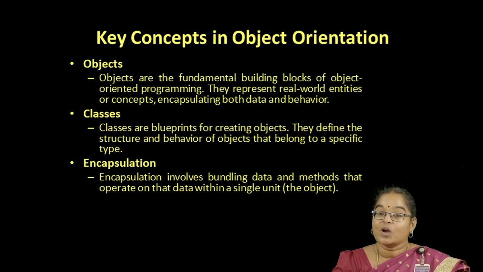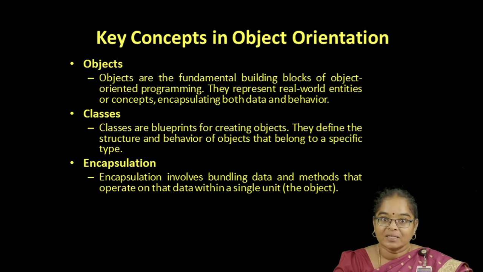Next one is key concepts in object orientation. There are a lot of concepts related to object orientation. The basic key concepts are, first one, object. Object is a programming paradigm element. It is the fundamental building block. It represents the real world entities. For example, in a hospital management system, hospital is an object, doctor is an object, medical shop is an object, and laboratory is an object.